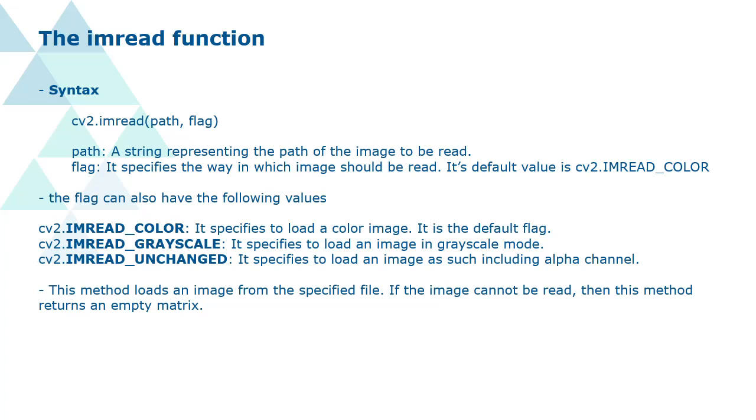The second possible value is cv2.IMREAD_GRAYSCALE, which specifies to load an image in grayscale mode. The third possible value is cv2.IMREAD_UNCHANGED, which specifies to load an image as such, including the alpha channel. What this function does is load an image from the specified file. If the image for some reason cannot be read, then this method is going to return an empty matrix.